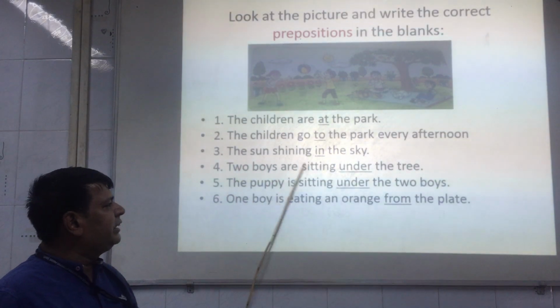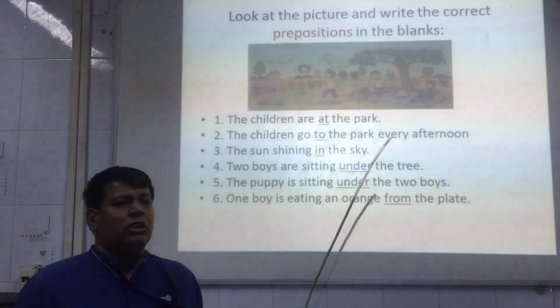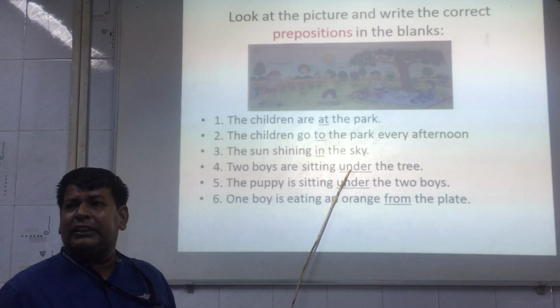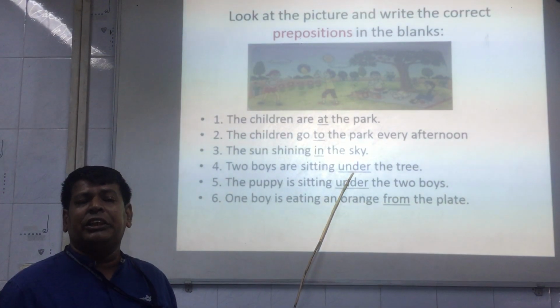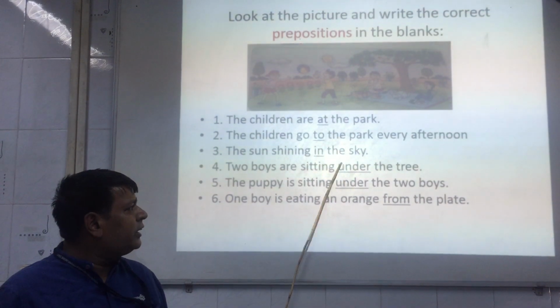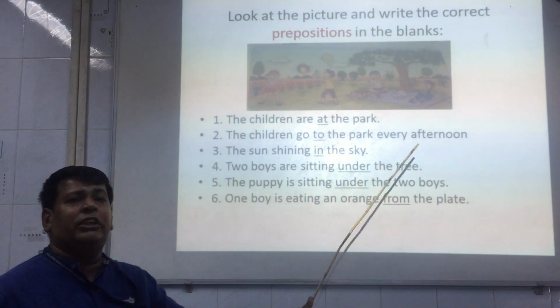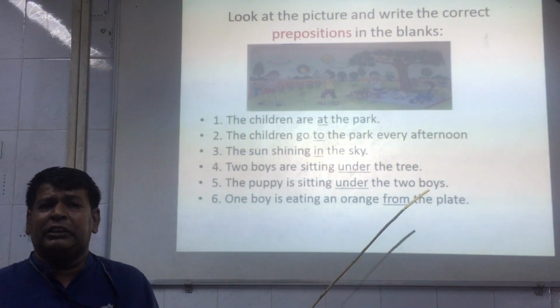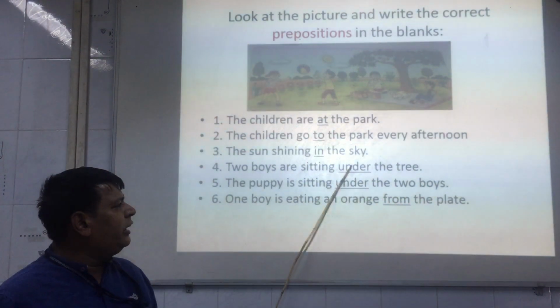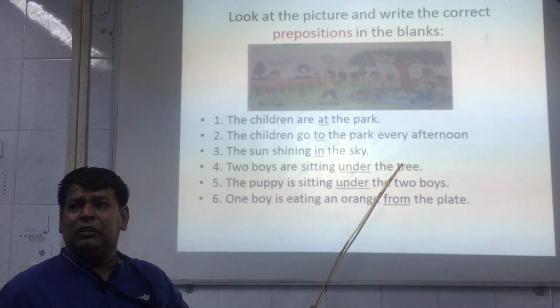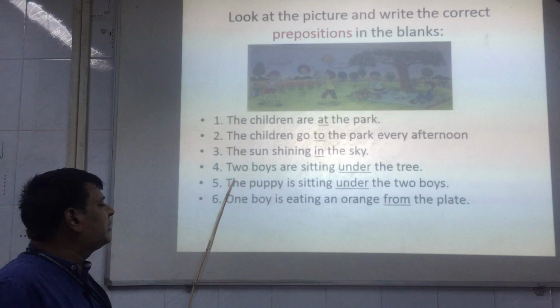Two boys are sitting dash the tree. Now here, what will come in this dash? Which preposition? Yes, under. Under is a preposition which shows the relationship between the two boys and the tree. As the preposition is followed by a noun, so under is followed by a tree. Clear, students? See the next one now.